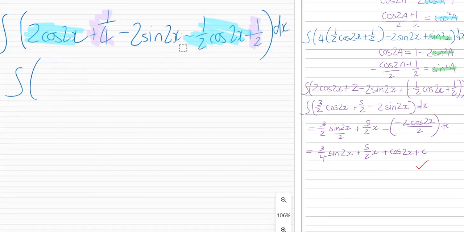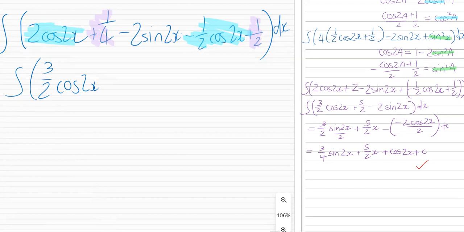2 minus a half is 3/2. Okay. 3, yeah, 3. 1.5 is 3/2. Perfect. 1/4 plus a half.